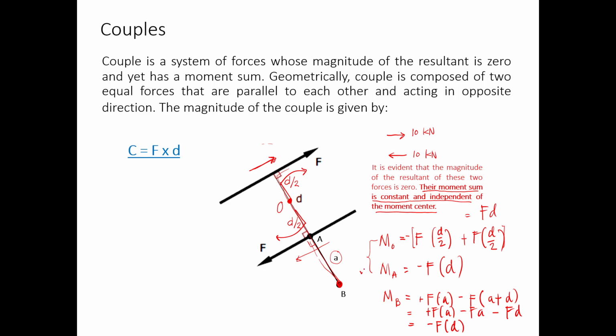It is the same for the moment about A, the moment about B, and also the moment about O. It's still negative F times D, because again, if we combine this one, F times D over 2 plus D over 2, this gives us negative F times the distance.